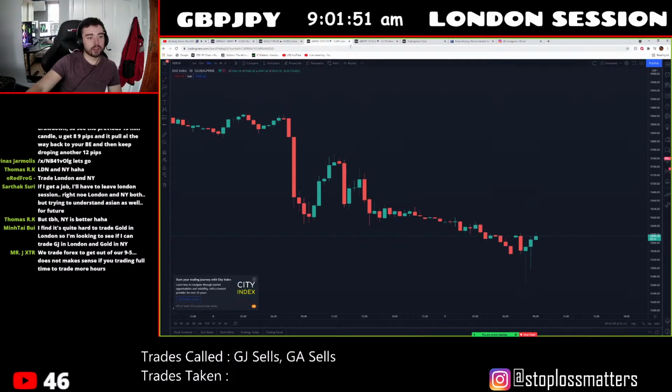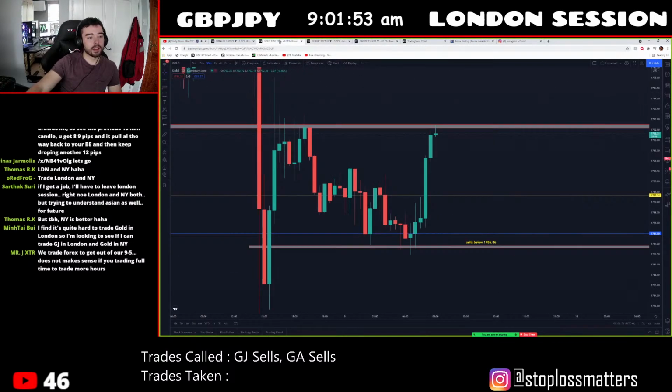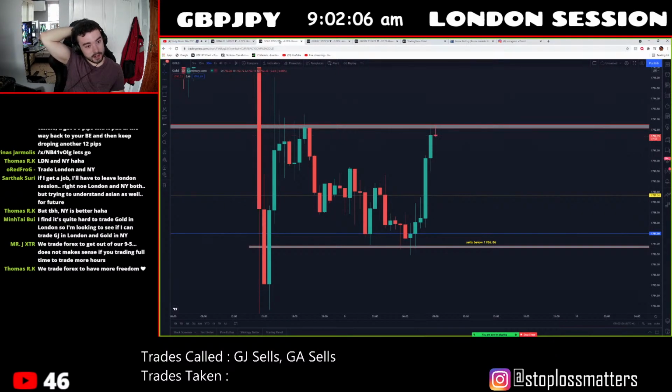So yeah, we're just waiting over here. German 30 still playing. Gold hasn't had a close above though, so you can't get into any trades really. And what you could do, if in the next 50 minutes we get a nice solid bearish closure, we could actually take sells down to the lows again. We trade forex to make more freedom.